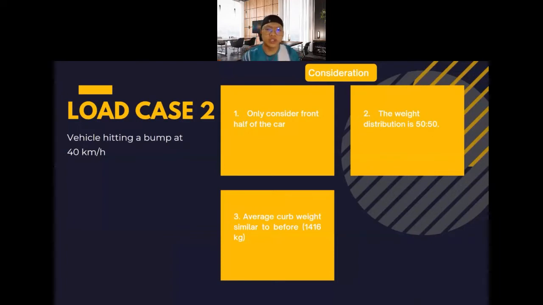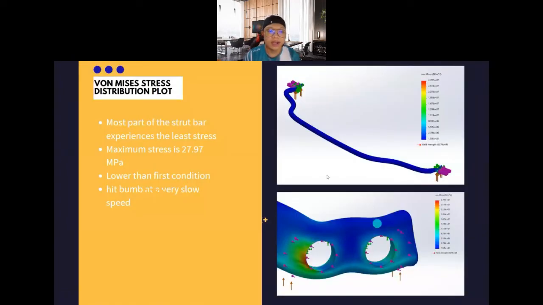For this condition, we need to consider some additional assumptions. The first one, we only considered the front half of the car, and the second one, the weight distribution is a 50 to 50 ratio, and the last one, the average curb weight similar to before, which is 1416 kilograms. All right. Next, we go to the von Mises stress distribution plot.